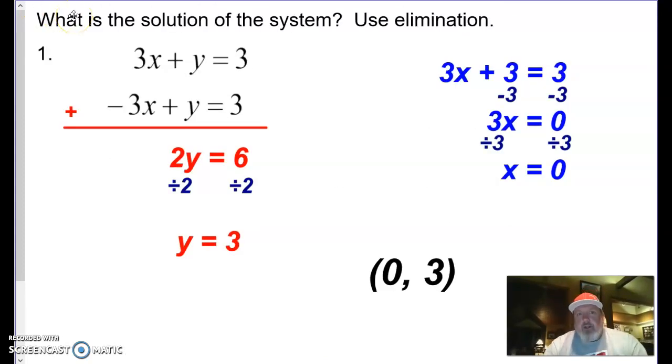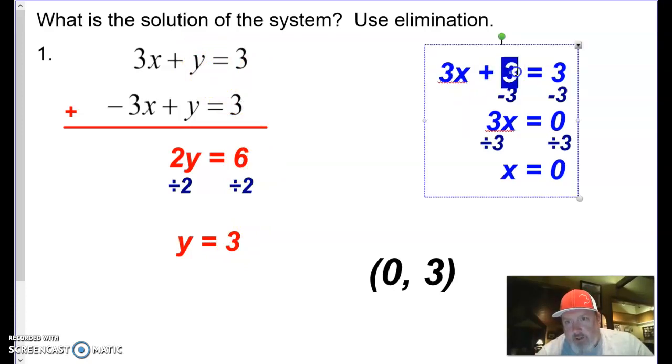Okay, in example 2 here, or really the first example, you see that the x's are opposites, so we're going to go ahead and add again. If we add these together, these x terms will cancel out, and I end up with 2y equal to 6. Now I can divide both sides by 2, and y equals 3. Again, at this point, you have the option. We can plug 3 into the bottom equation or the top one. I'm going to go ahead and plug it into the top one here.